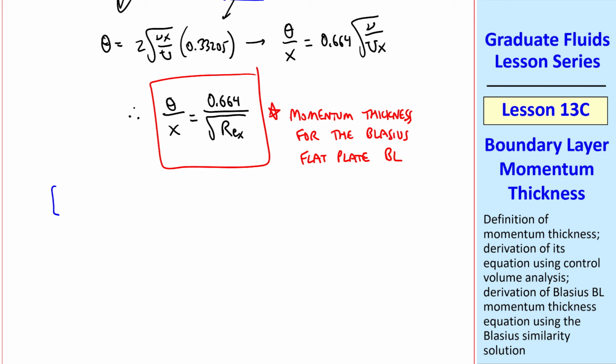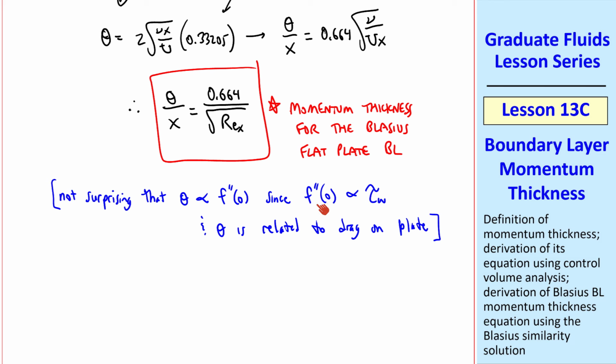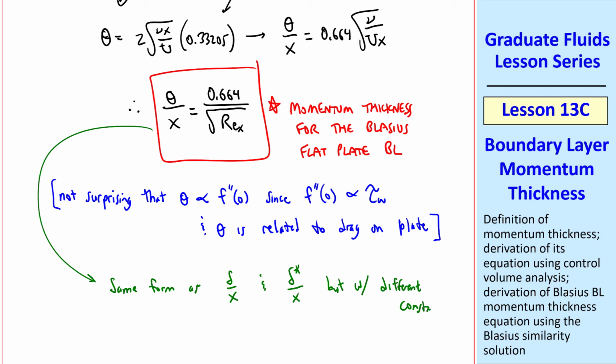I'll make a quick comment here. It should not be surprising that theta is proportional to f double prime at 0, since f double prime at 0 is proportional to the shear stress tau w at the wall, and theta itself is related to the drag on the plate. So this f double prime at 0, or at the wall, turned out to be critical not only for solving the differential equation, but for calculating theta. I also comment that this equation for theta is the same form as that for delta over x and delta star over x, but with a different constant.